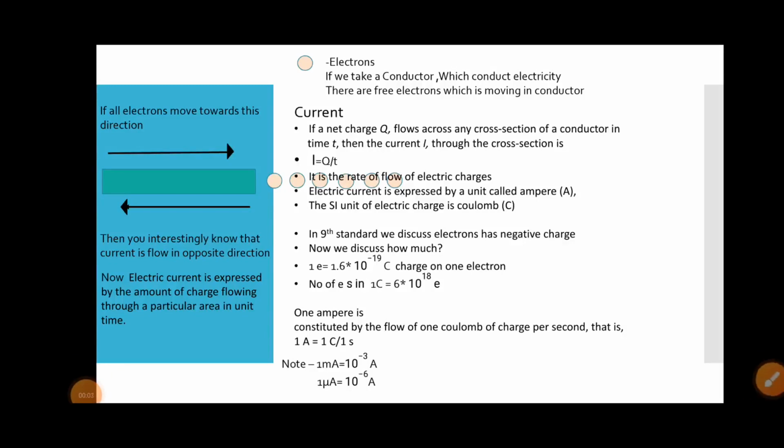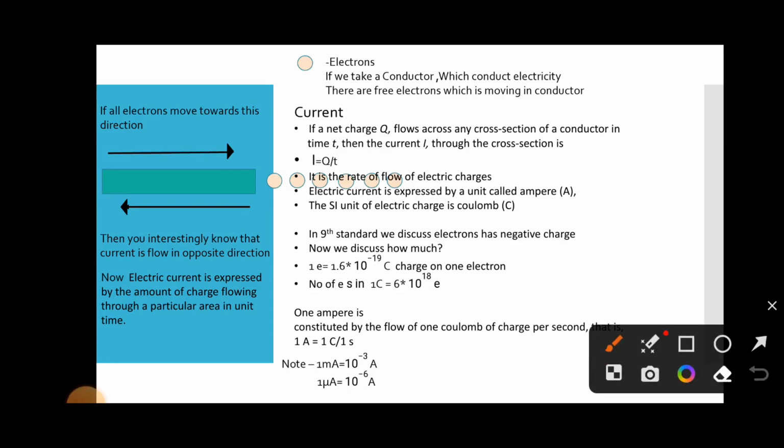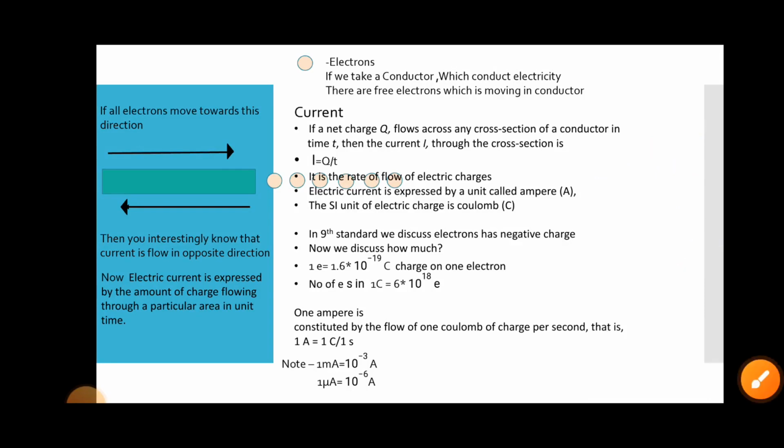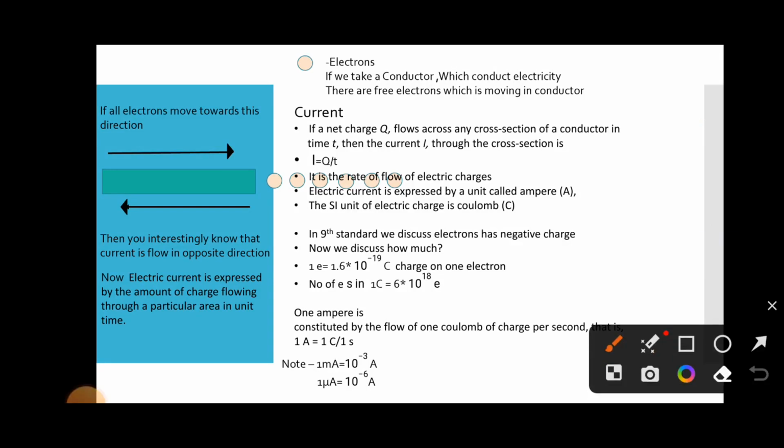If a net charge q flows across any cross section of a conductor in time t, then the current I through the cross section is I equals q by t. It is the rate of flow of electric charge. The electric current is expressed by a unit called ampere.